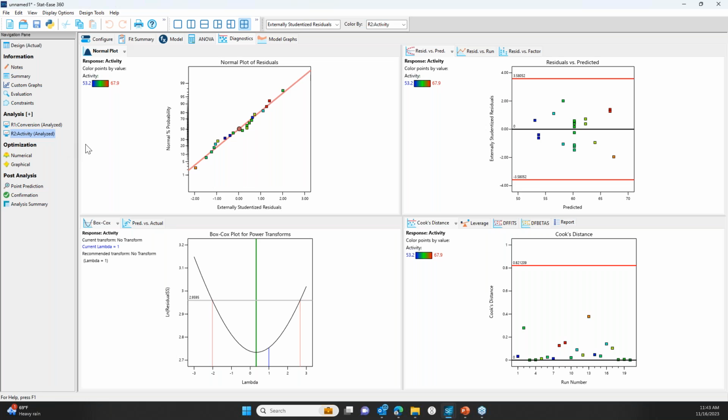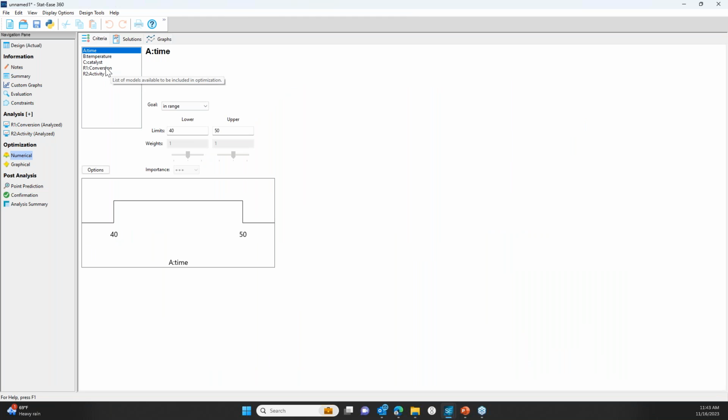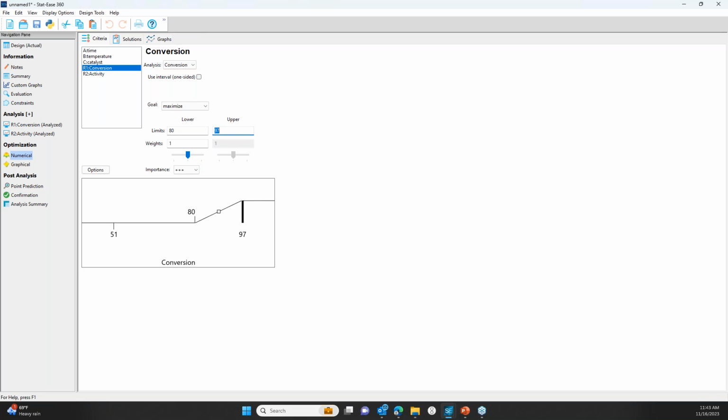Well, now we're down to trying to figure out what the ideal conditions would be to achieve both the conversion and the activity. So now we're going to come down to numeric optimization. So a new tool here. I will click on conversion, and I want to do what with that? Well, I want to maximize it. And I don't want to accept any answer less than 80% conversion. And if I can get to 100, I'd certainly want to do that.